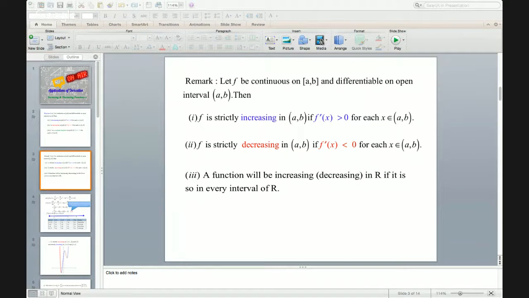So a function is increasing if, first, in order to check if it is increasing, the function should be continuous on the closed interval a to b, and it should be differentiable on the open interval a to b. Then if the derivative of the function is turning out to be positive for each x belonging to open interval a to b, then we call it an increasing function. And if the derivative is negative, then we call it a decreasing function. And a function will be increasing or decreasing in R if it is so in every interval of R.